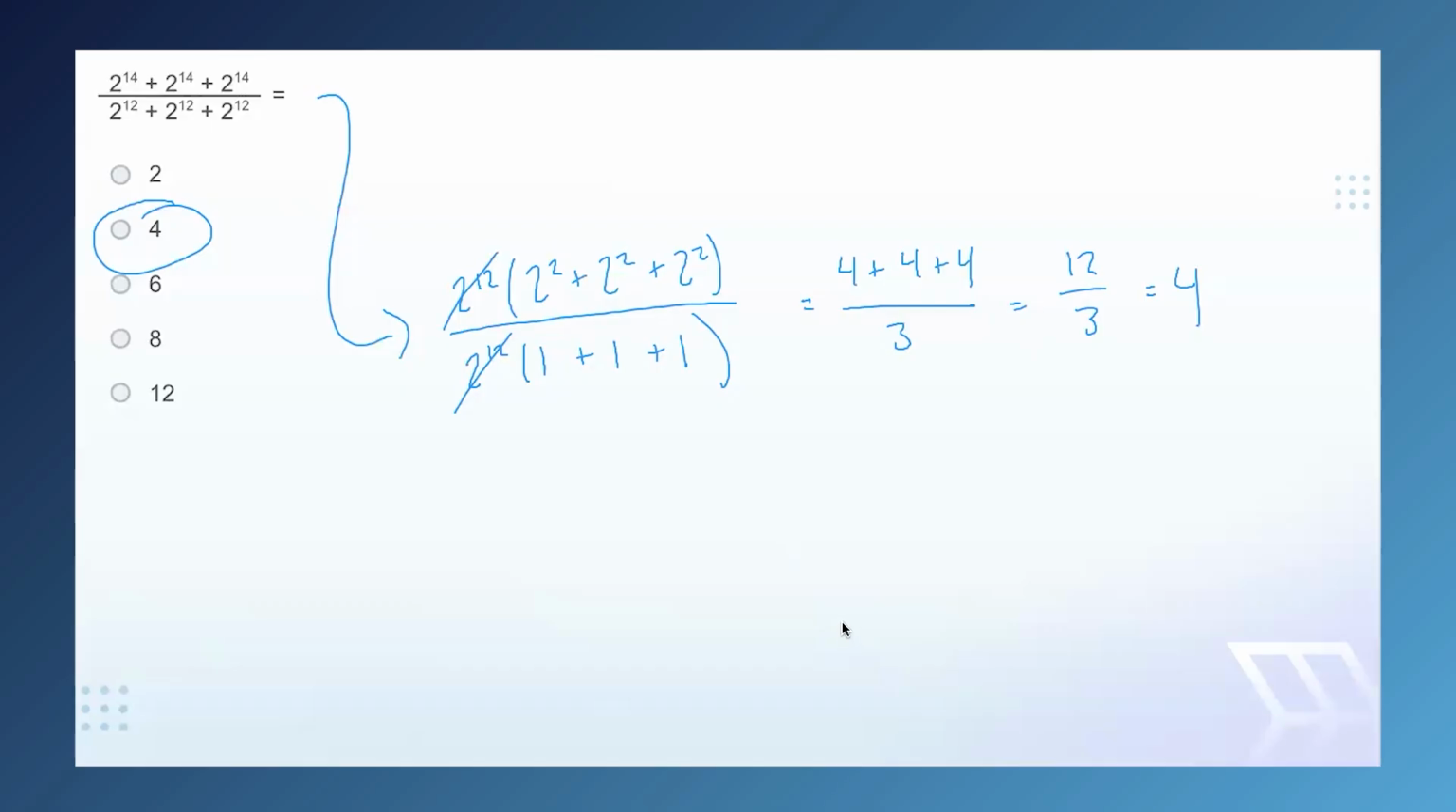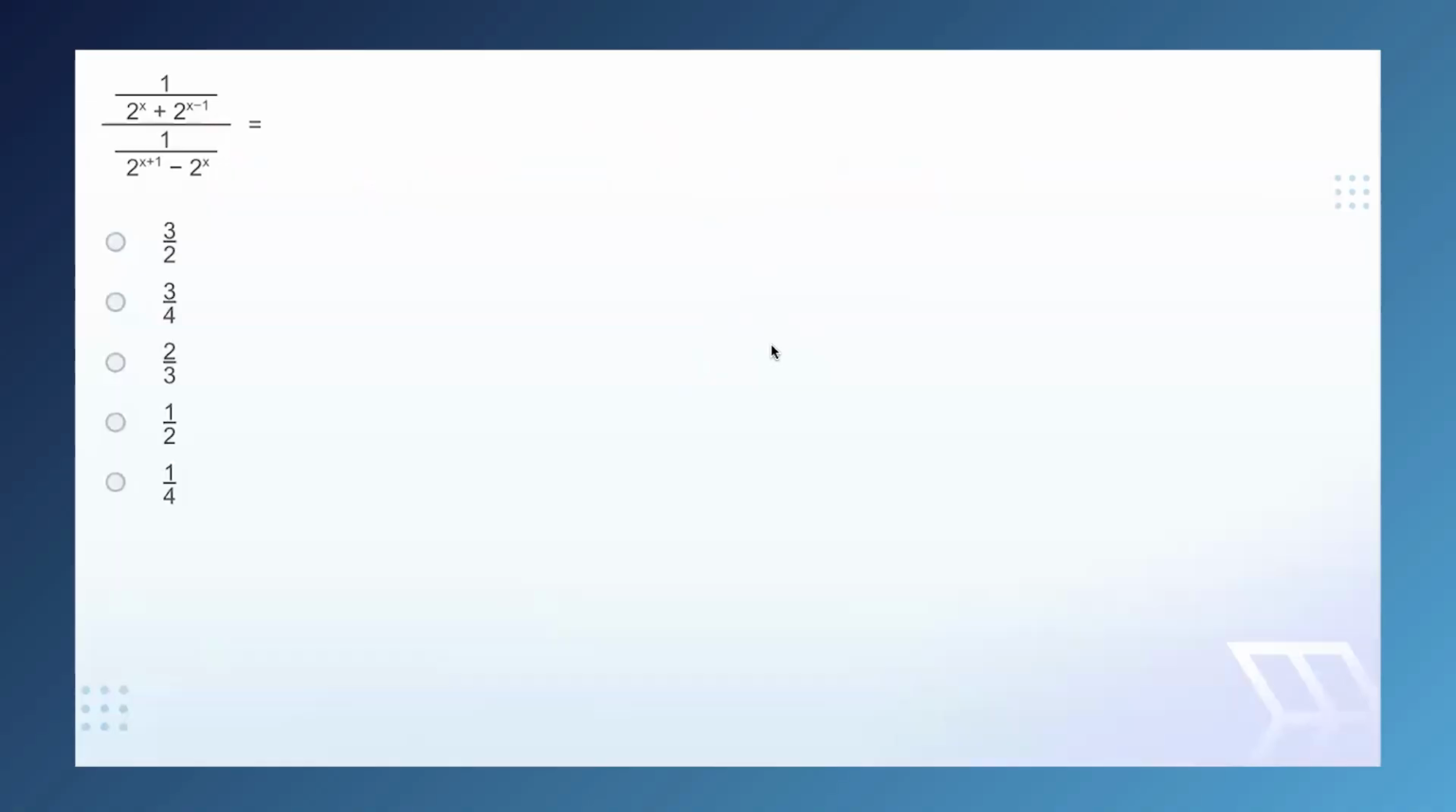Let's ramp up the difficulty a bit with the medium question. Once again, pause the video if you want to try this one on your own. Okay, at first glance, this one looks pretty overwhelming. We've got a fractions within a larger fraction situation.